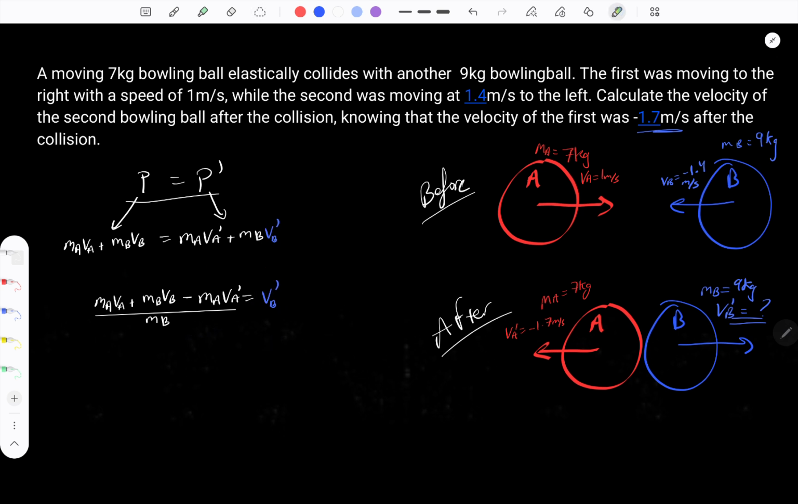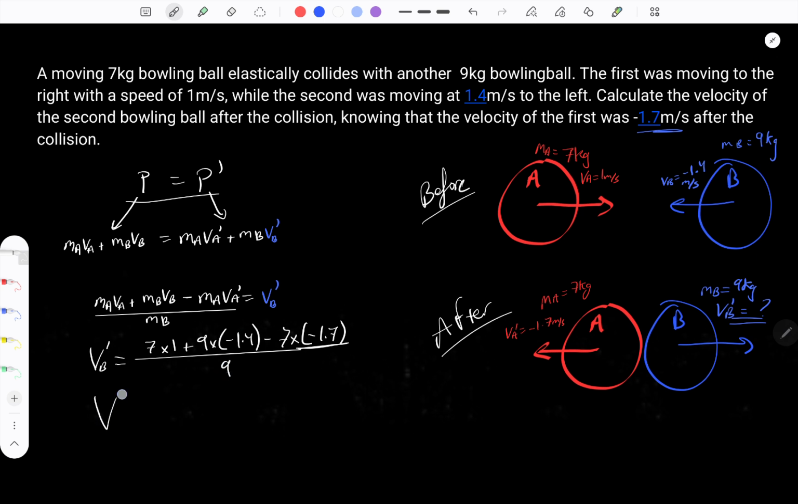Now we're going to plug in our numbers. So VB prime is equal to, we're going to have our MA. MA is 7 kilograms times VA, which is 1 meters per second, plus MB, which is 9 kilograms, multiplied by VB, which we said is negative 1.4. It's right here. And minus MA, which again is 7, times VA prime, which is negative 1.7. And this is our numerator. The denominator is just MB, which is 9 kilograms.